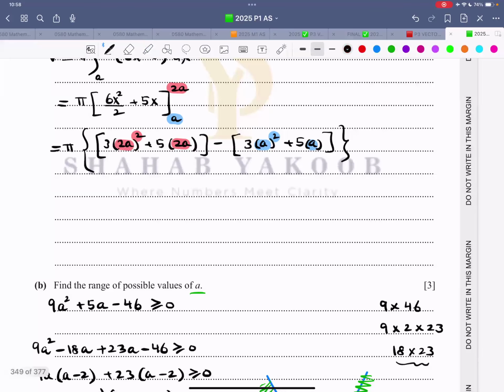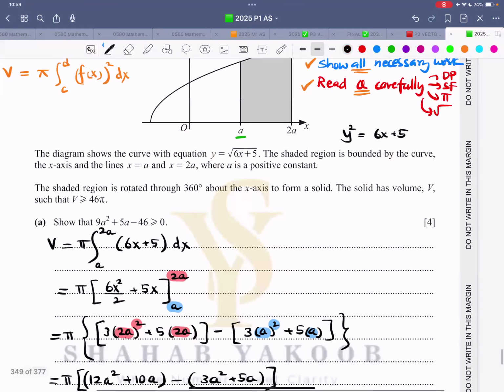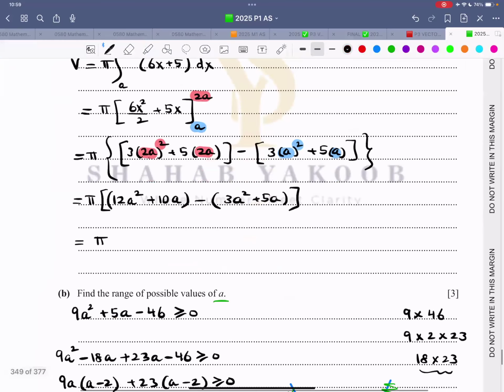So now let's simplify, that is pi. And this is 2 square is 4, 4 into 3, that is 12a square. And this is 10a, bracket closed, minus this is 3a square plus 5a. So now this is pi as it is. And 46 pi, the pi will cancel out later. That is 12 minus 3, that is 9a square. 10 minus 5, that is 5a.